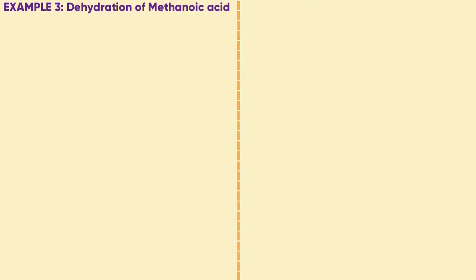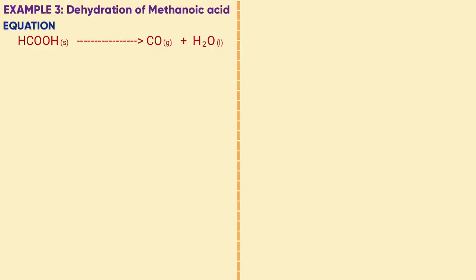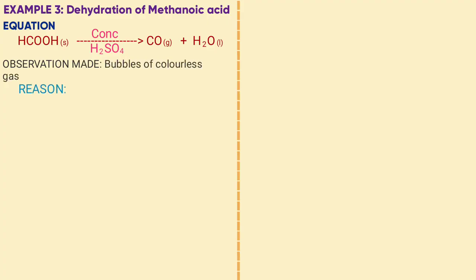Example 3, methanoic acid. Equation: methanoic acid, that is HCOOH, arrow, concentrated sulfuric acid, CO gas plus water. Observation made, bubbles of a colorless gas are seen. Reason, concentrated sulfuric acid dehydrates methanoic acid to carbon monoxide.